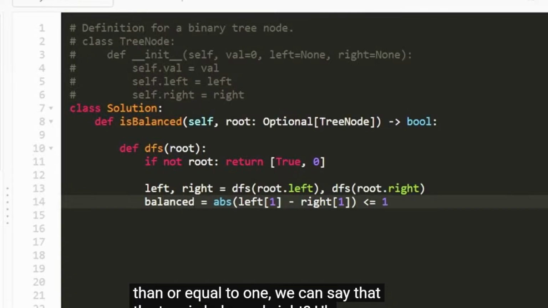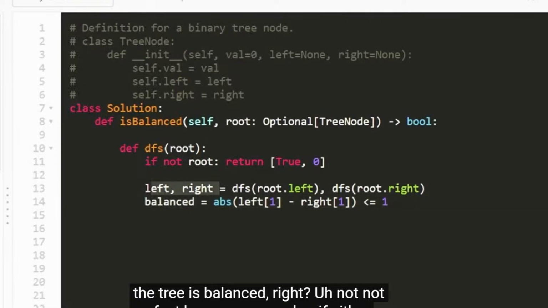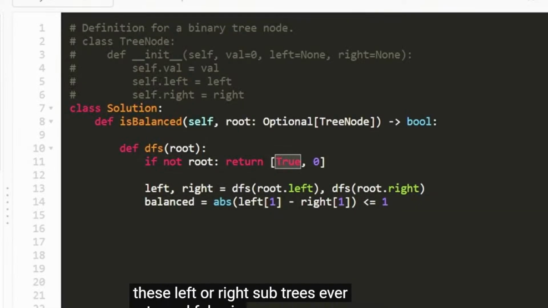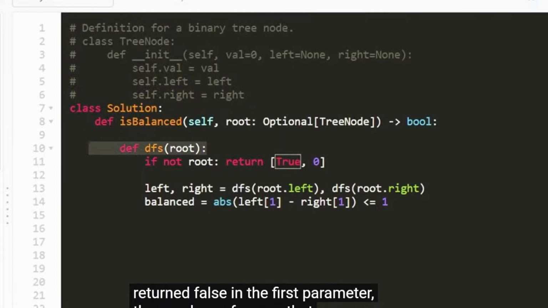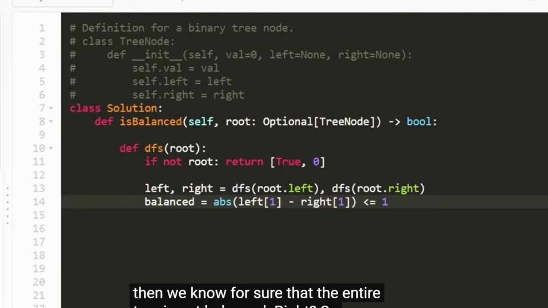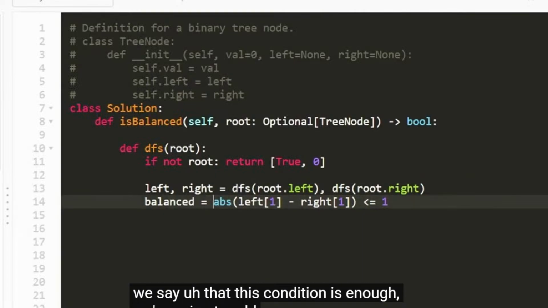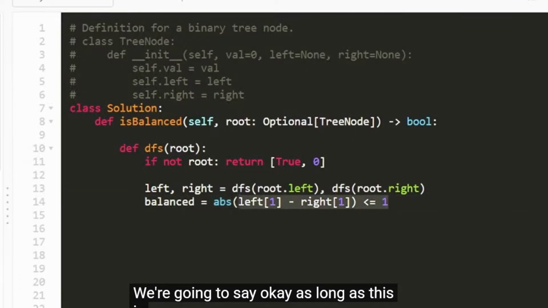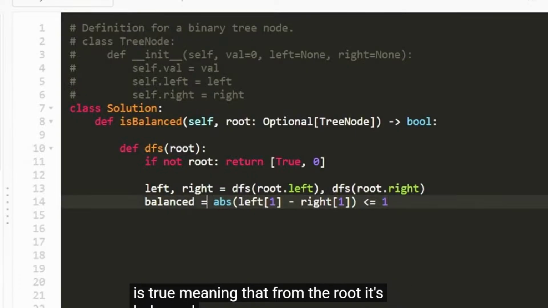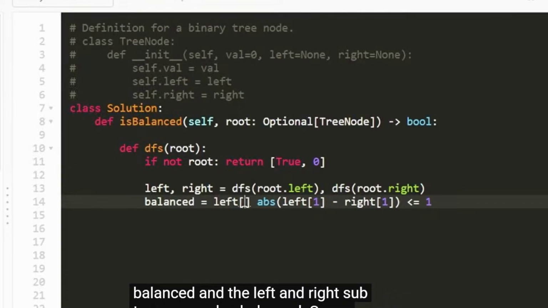Not so fast, because remember, if either of these left or right subtrees ever returned false in the first parameter, then we know for sure that the entire tree is not balanced. So before we say that this condition is enough, we're going to add 2 more conditions. We're going to say, okay, as long as this is true, meaning that from the root it's balanced, and the left and right subtrees were also balanced.